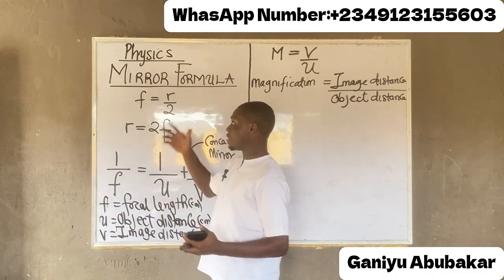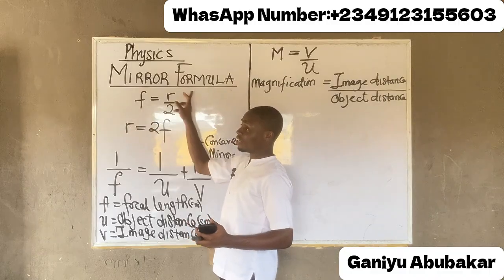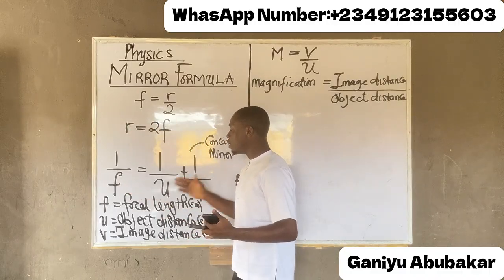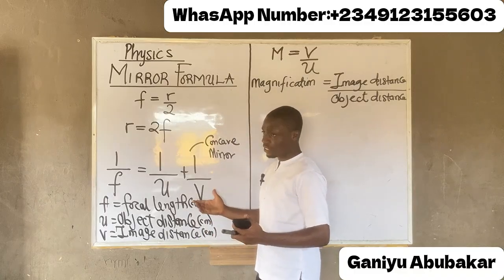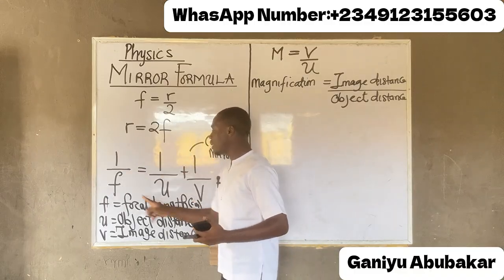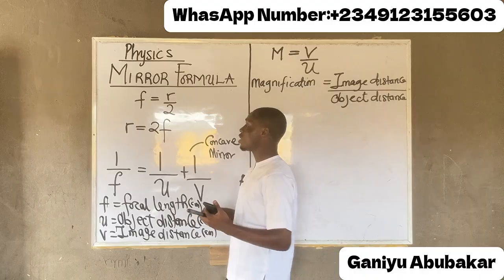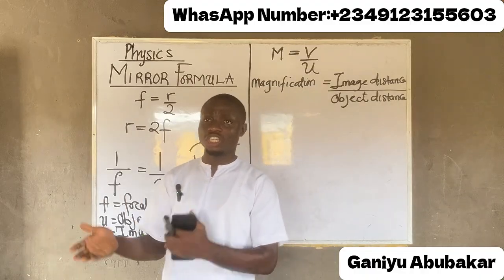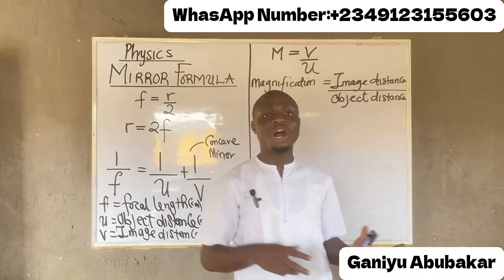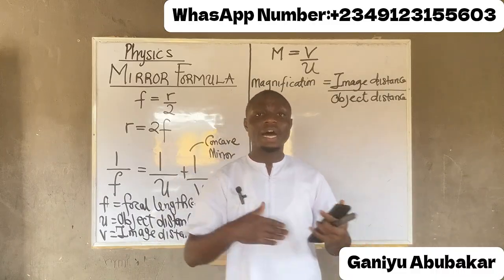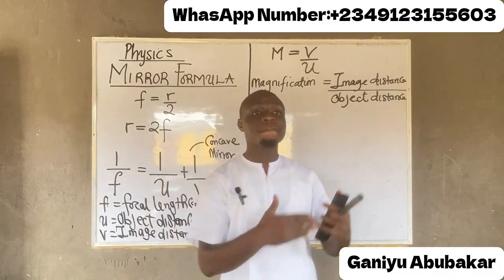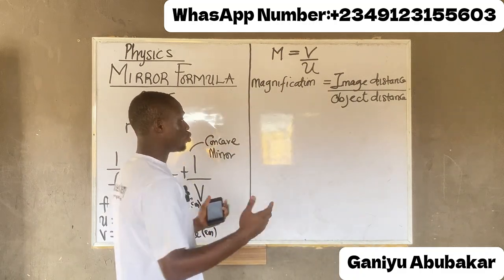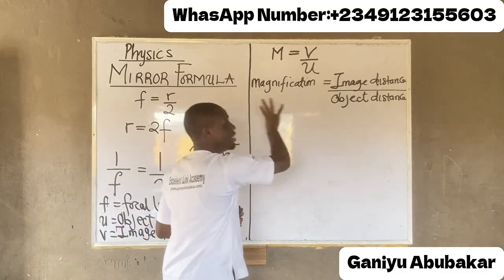So we have looked at the relationship between focal length and radius. Done. We looked at the relationship between focal length, image distance, and object distance, as you can see here. And this is an expression for a concave mirror. Now look at linear magnification. It tells you how big or how small something is, and by expression, it means image distance over object distance as shown on the board.